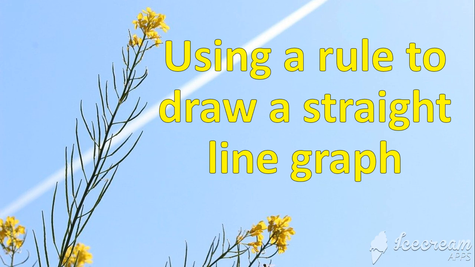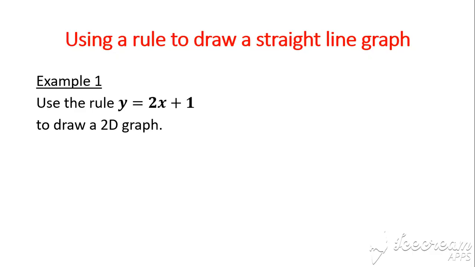In this video, we're going to use a rule to draw a straight line graph. All right, straight into example 1. We're going to use the following rule: y is equal to 2x plus 1. We're going to draw a 2D straight line graph. Now the rule y equals 2x plus 1. Remember, 2x means 2 multiplied by some number x.